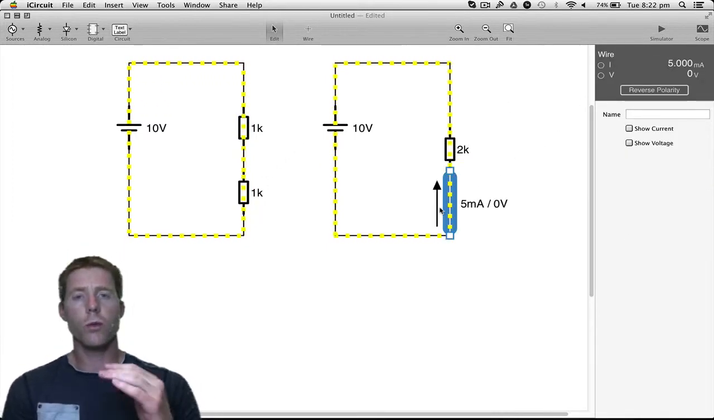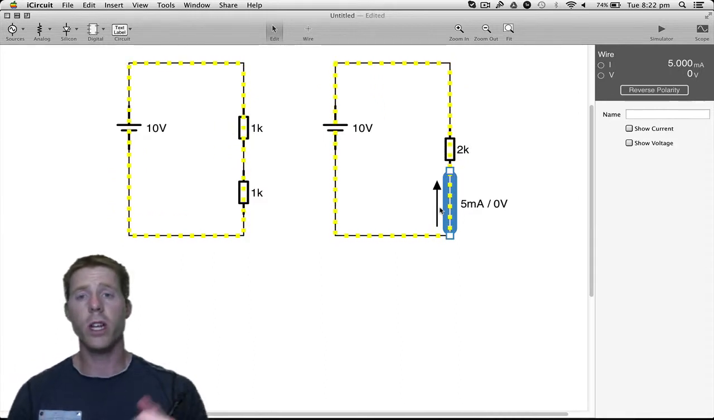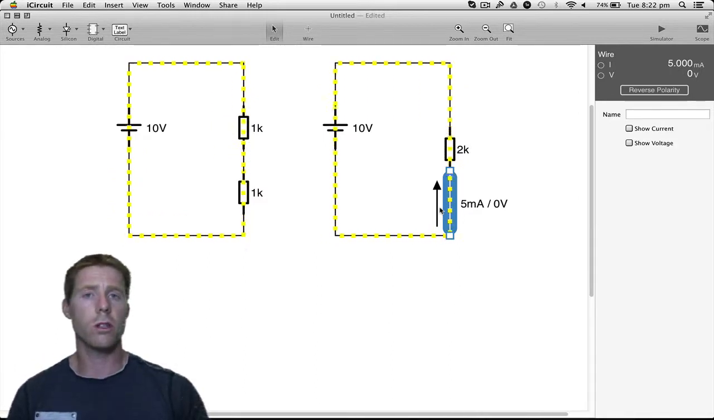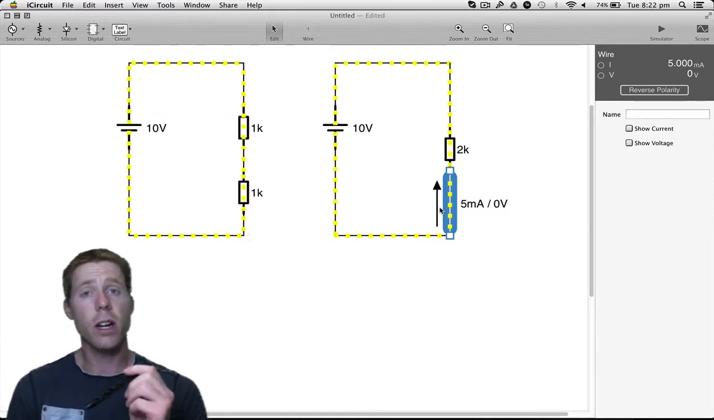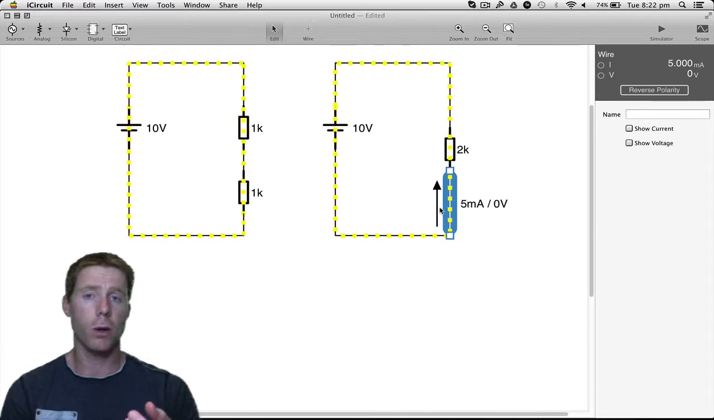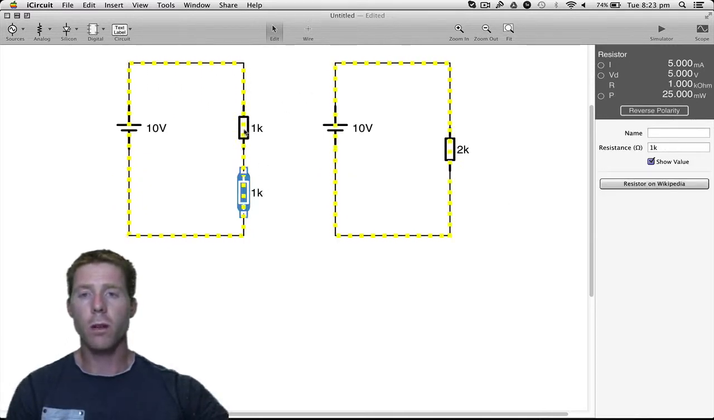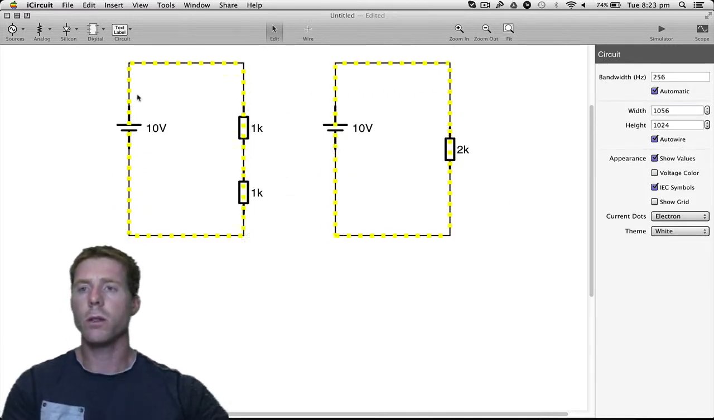So a series resistor circuit, or a series circuit with any components in it, will form what's known as a voltage divider, and we've discussed this before, which means that 10 volts is going to divide itself amongst however many components there are. 5 volts plus 5 volts gives us 10 volts.